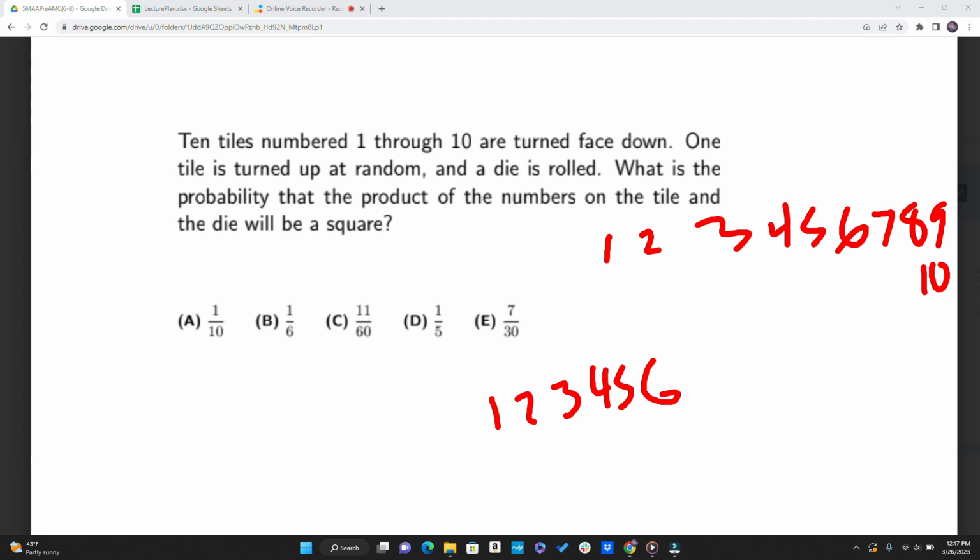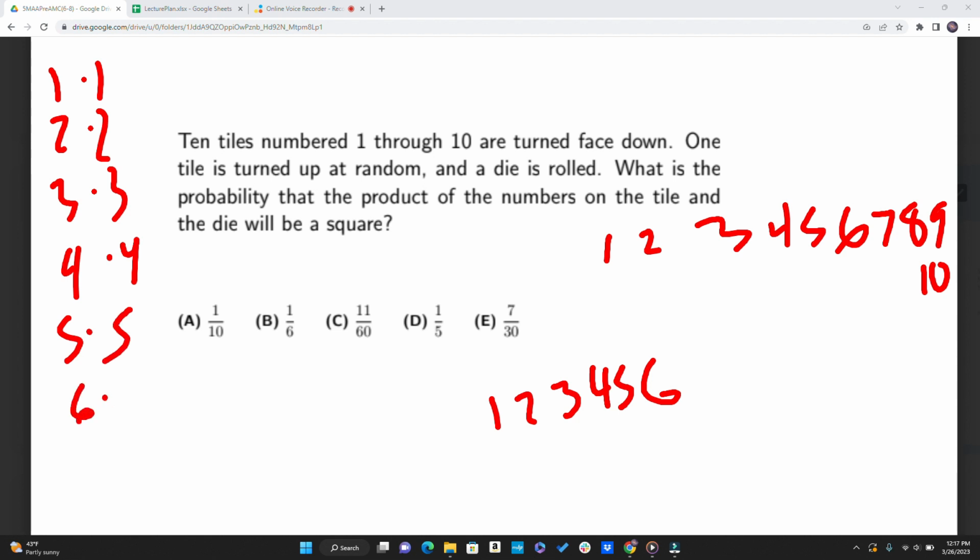So either we've got 2 squares or 2 non-squares that are the same, right? So if the tile is 3 and the die is 3, that'd be 3 times 3, we'd get a square, right? So if the two are the same, we get a square. So let's do those cases. That's a 1 and a 1, 2 and a 2, 3 and a 3, 4 and a 4, 5 and a 5, 6 and a 6. Okay? The other way we could get a square is if we started with 2 squares, right?